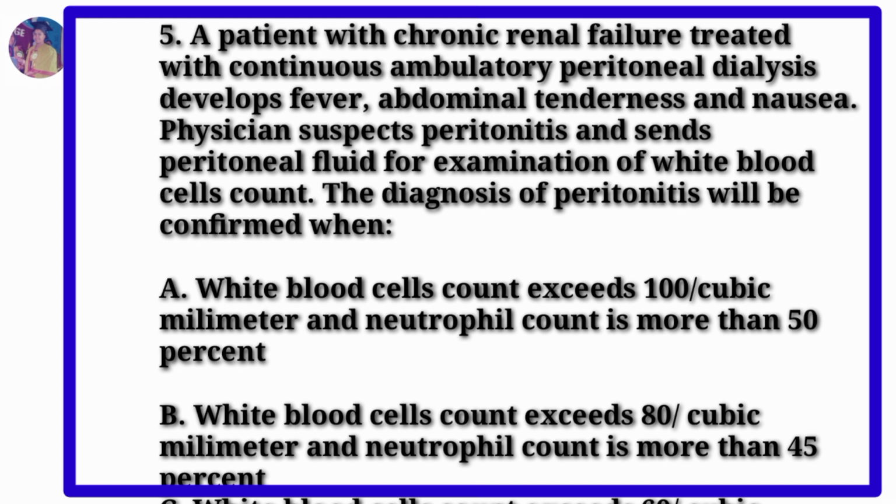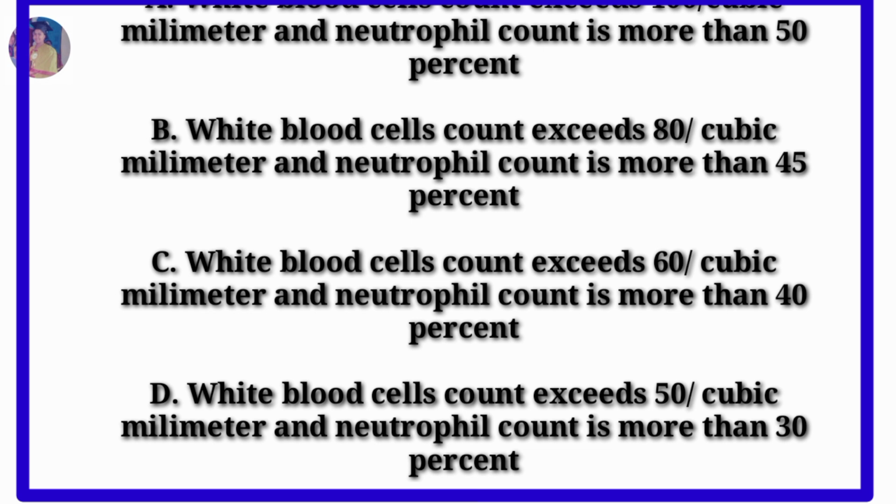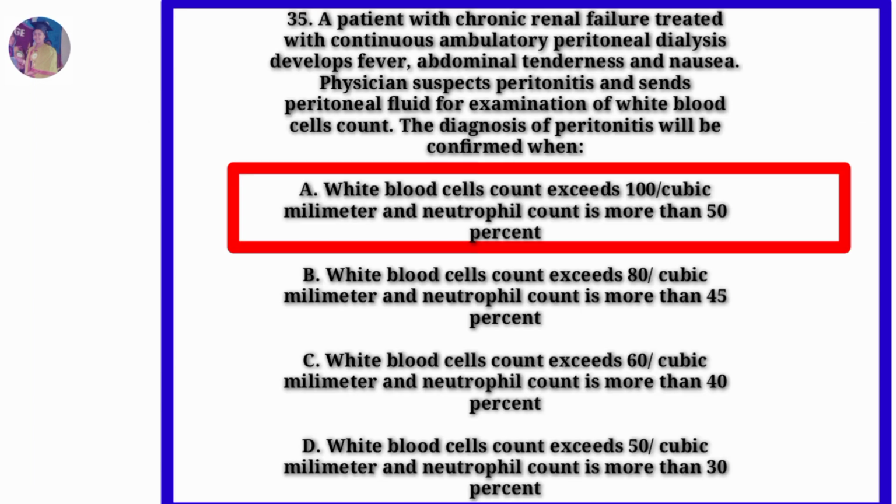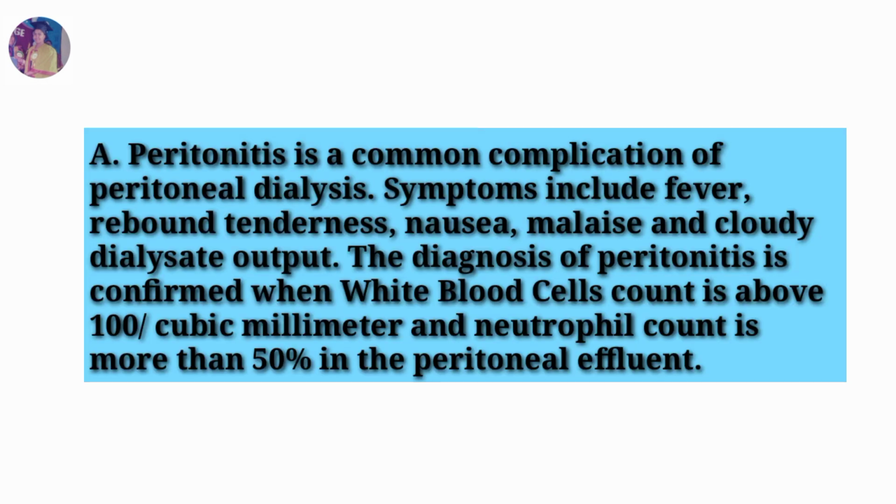Option B. White blood cell count exceeds 80 per cubic millimeter and neutrophil count is more than 45%. Option C. White blood cell count exceeds 60 per cubic millimeter and neutrophil count is more than 40%. Option D. White blood cell count exceeds 50 per cubic millimeter and neutrophil count is more than 30%. Answer. Option A. White blood cell count exceeds 100 per cubic millimeter and neutrophil count is more than 50%.